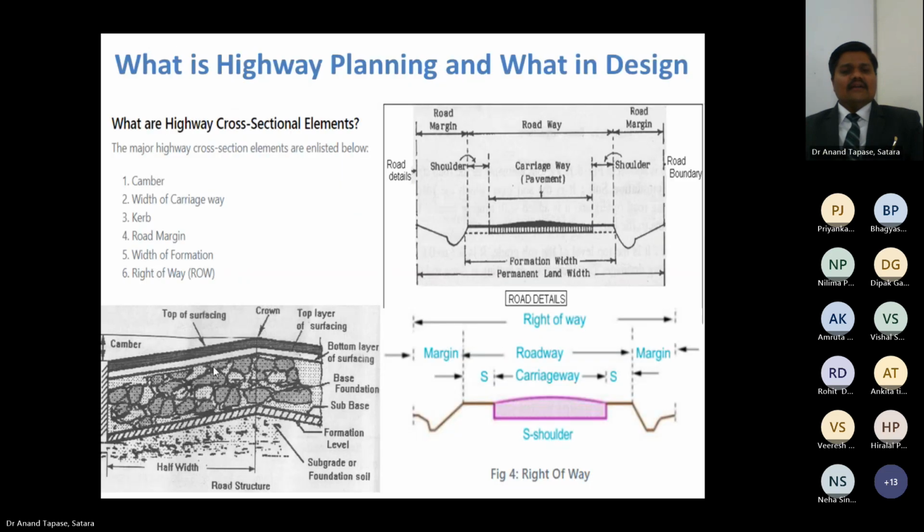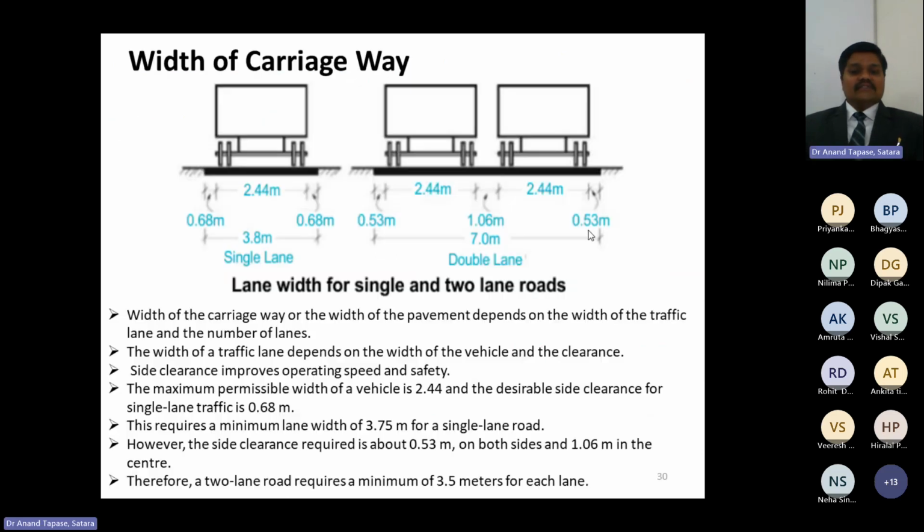Well, when we are talking about pavement, width is one of the parameters. The first thing is lane width for single and two lane roads. We know that we consider a single lane as 3.75 meters. How has that particular width been arrived at? We consider the vehicle width as 2.44 and the other spaces as 0.68 and 0.68.